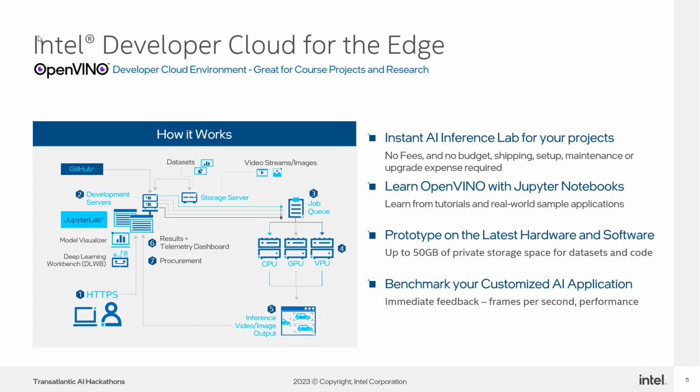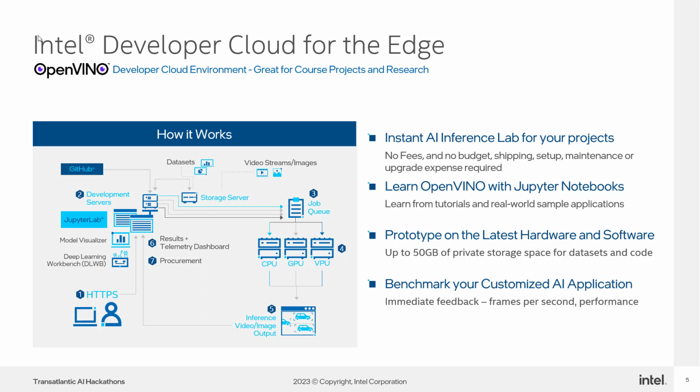So let's talk a little bit about the diagram. Starting with number 1, this is you, the developer, logging in securely to the Intel Developer Cloud. And you're logging into development servers, the little number 2 there. Hosted on the development servers is the Jupyter Lab environment with all the Jupyter notebooks, as well as a couple other tools, the model visualizer and deep learning workbench. You can also download from GitHub, such as from OpenModelZoo, the whole range of models that are available to you, which was previously discussed in the last training session. You can upload your own data sets. You can download your own data sets. You can upload your own video streams and your images.